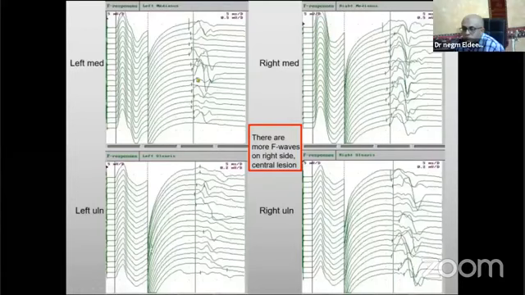Left median and left ulnar is normal, and right median you see more than on the left, and on the ulnar more than on the left. These were very slight clinical signs of increased reflexes in this side.